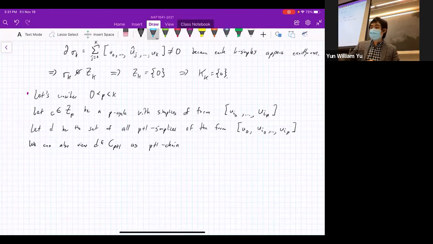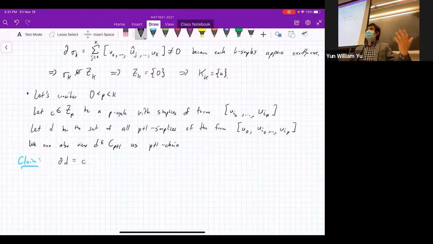And now we can claim a couple of things. So our claim is that the boundary of D is equal to C. So this sort of makes sense, right? Because what we're saying is that we've generated the C out of adding stuff over to D. And now our claim is that the boundary of that thing is C. But note that C here is just anything in the ZP. So anything in the cycle group. So if we can show that this is true, then that would prove our claim that ZP is equal to BP.